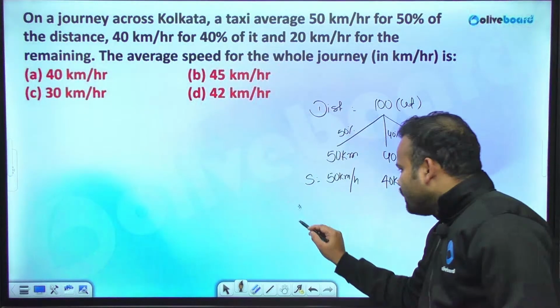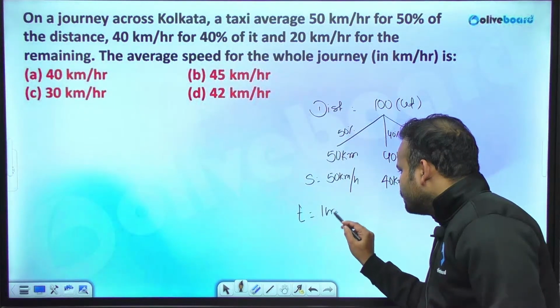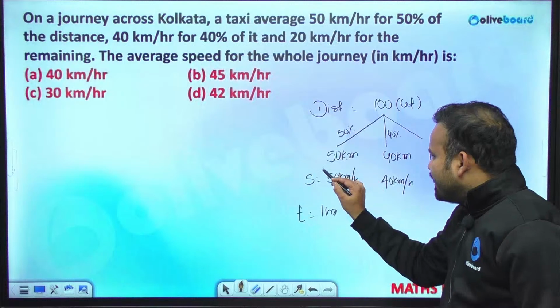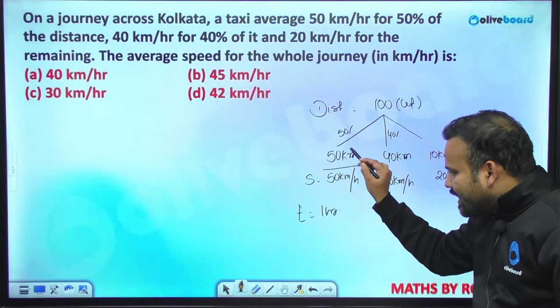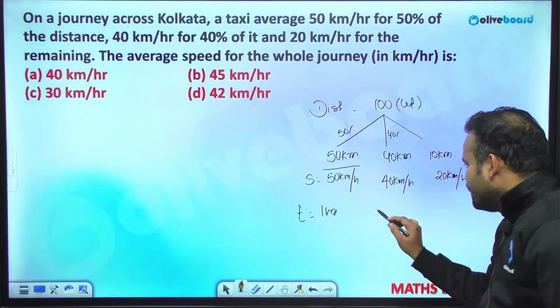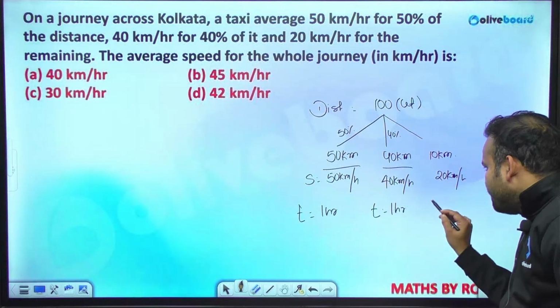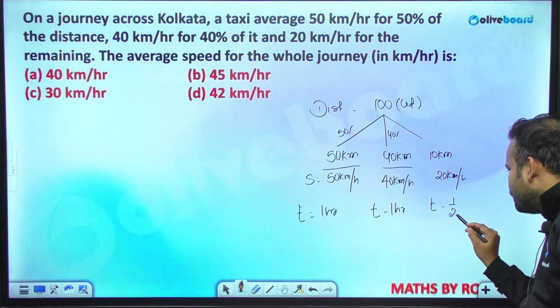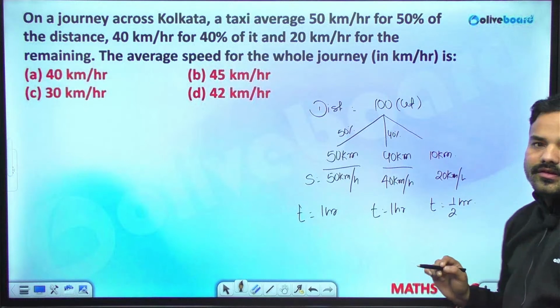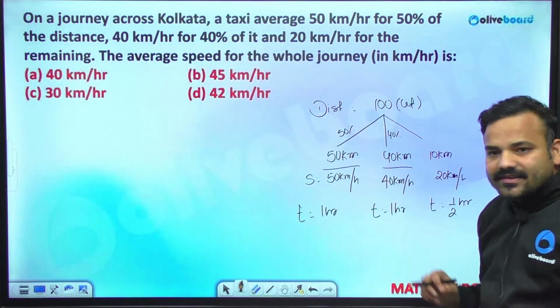What is the time over here? 50 km at an average speed of 50 km per hour. The time will be 1 hour. The time over here is what? 40 by 40, that is 1 hour. And the time period over here is half hour. This is an easy case.